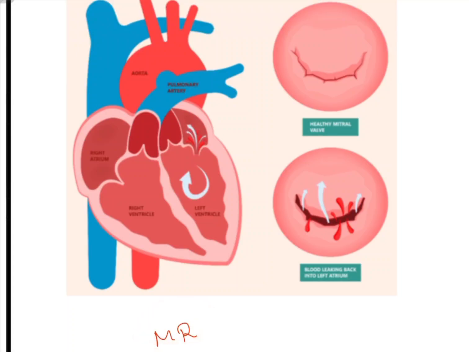So what is mitral regurgitation? Usually when the left ventricle contracts, the blood should enter via the aortic valve into the arch of the aorta. This is the usual circulatory route, but when there is any damage to the mitral valve or any pathological condition, the blood will leak into the left atrium. This is known as mitral regurgitation.